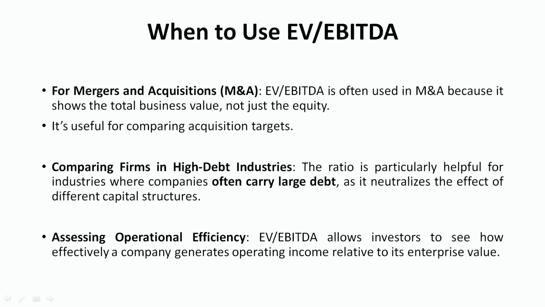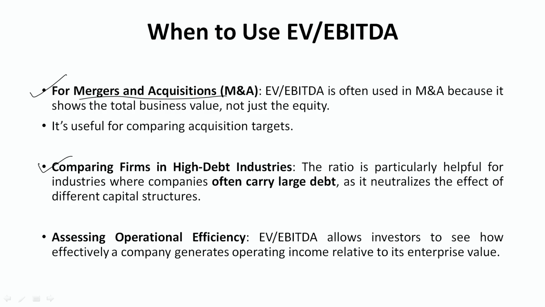When am I supposed to use this particular ratio? It is supposed to be used when I'm talking about mergers and acquisitions. That is, in case of either selling or buying a company, I want to evaluate the value at which it has to be purchased or sold. For that purpose, I'm going to use this particular ratio. It can be used for comparing firms in high debt industries as well as capital intensive industries.